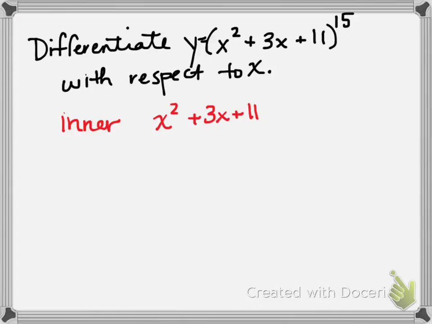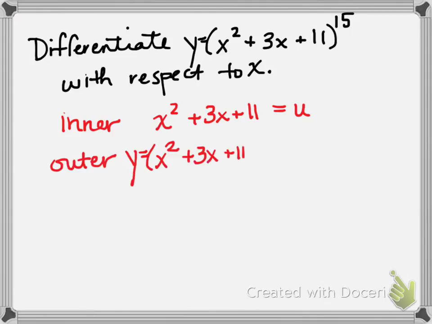So our inner function is x squared plus 3x plus 11. That's the one we do first. Let's go ahead and call that inner function u. So then we can take our original definition, y equals x squared plus 3x plus 11 to the 15th power, and replace x squared plus 3x plus 11, our inner function, with just the letter u. And that means that our outer function is u to the 15th. We have that y equals u to the 15th.